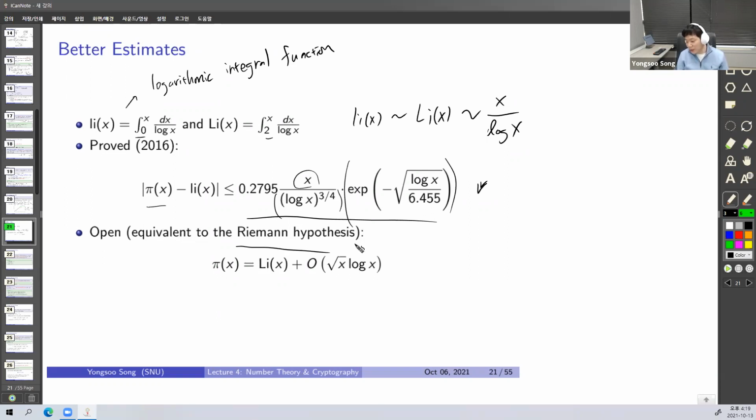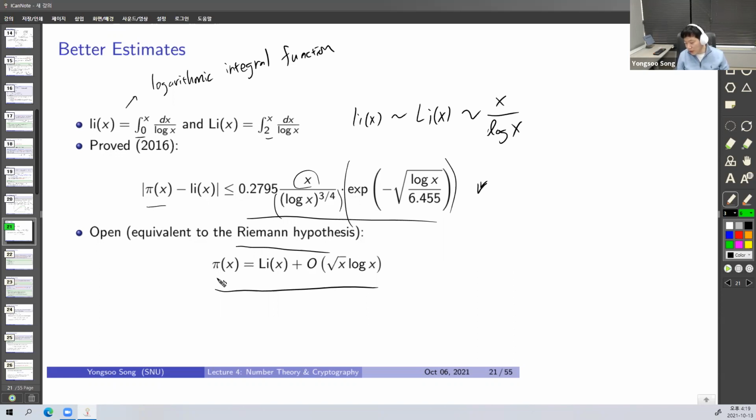You have probably heard about the Riemann hypothesis. The original form of the Riemann hypothesis is about the Riemann zeta function, the roots of the Riemann zeta function on the complex plane, and so on. But there are several claims which are equivalent to the Riemann hypothesis, and one of them can be represented with this prime counting function. This is open, and this is actually equivalent to the Riemann hypothesis.